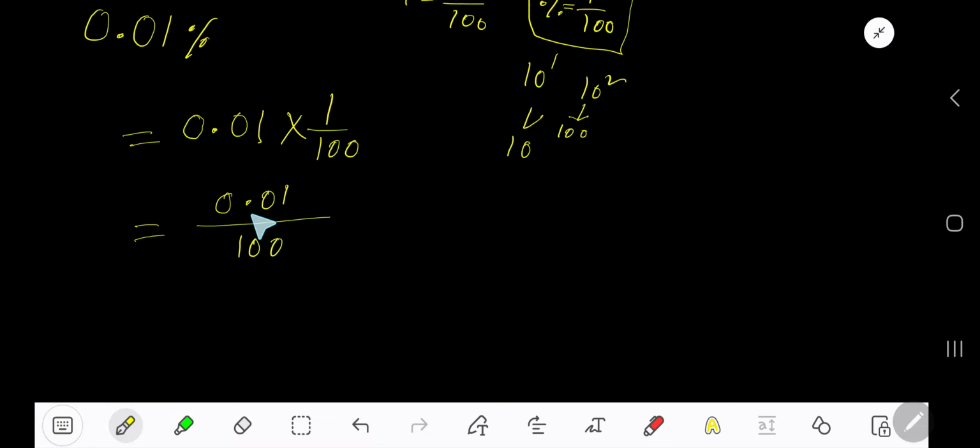To divide a decimal by a power of 10, just count the number of zeros and move the decimal from right to left. How many places? 2 places, as we have 2 zeros in the power of 10. 1 plus placeholder 0, 2 plus. So we are getting decimal 0.0001.